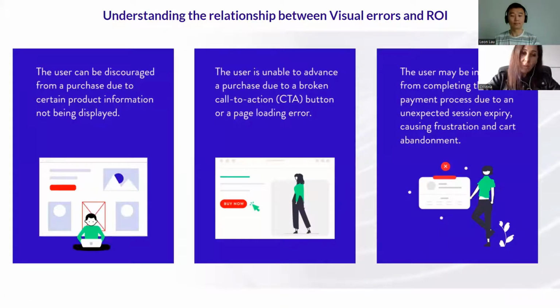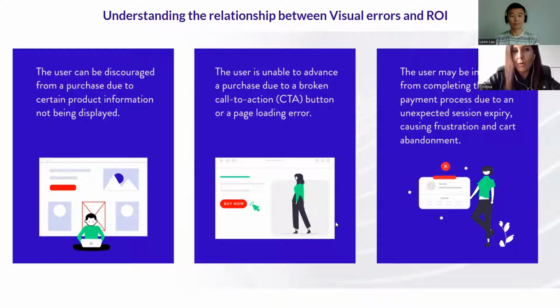And another type of visual error is a broken or unintentional missing buy now button. Obviously, this is a disaster, and the user will not be able to make a purchase because of that reason. And another common visual error is one that interrupts the payment process. This will cause frustration to the customer, and he or she is likely to abandon the purchase, even if it's only happened once.